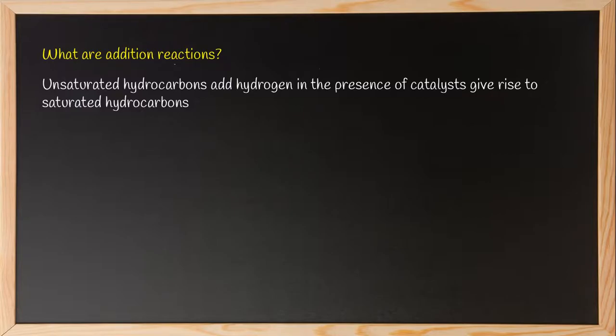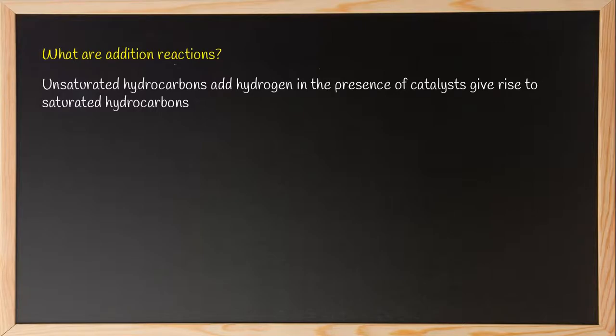So what are they doing? They're adding hydrogen to themselves in the presence of a catalyst. So what is a catalyst? A catalyst is a particular substance that enhances the rate of the reaction, but it will not be involved in the reaction. For example, if a particular reaction takes place in 5 minutes, if a catalyst is added, it will be completed in just 2 minutes. So a catalyst will not be involved in the reaction but will enhance or increase the rate of reaction.